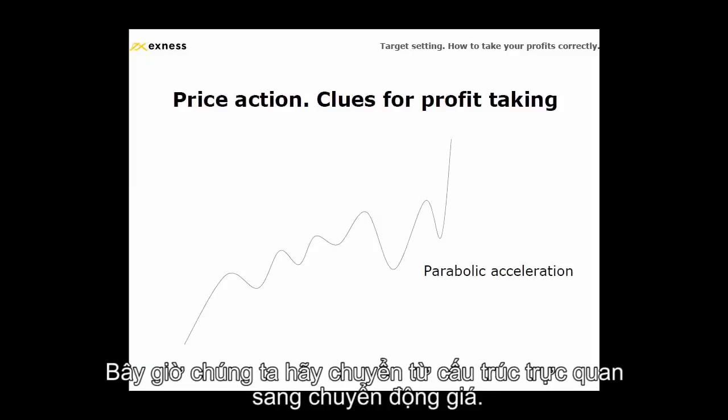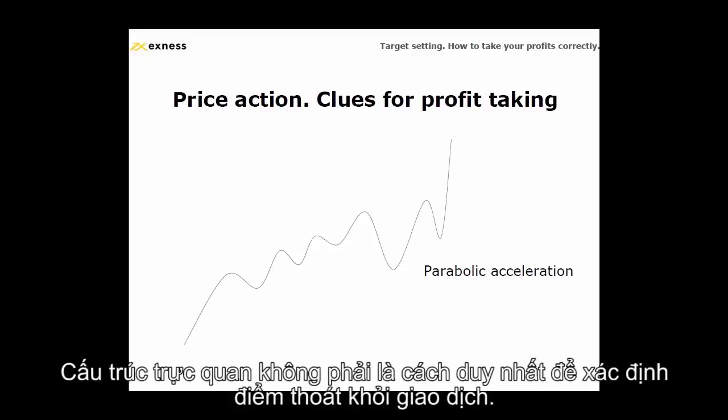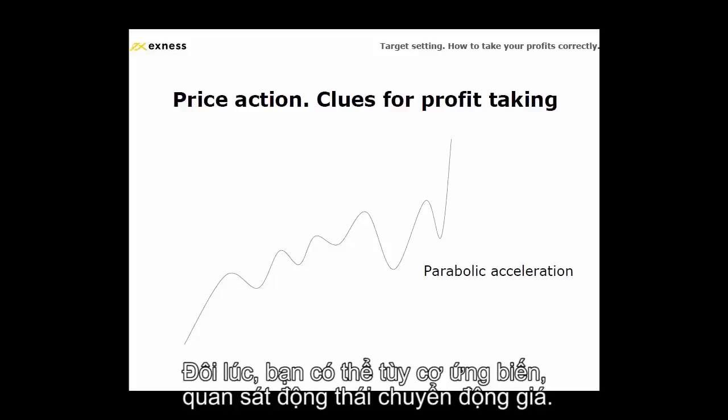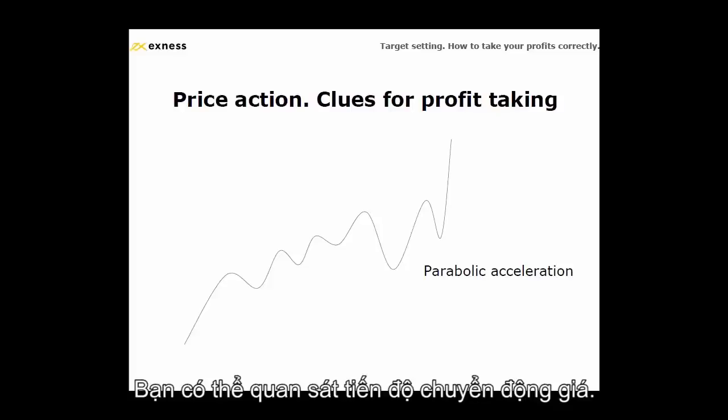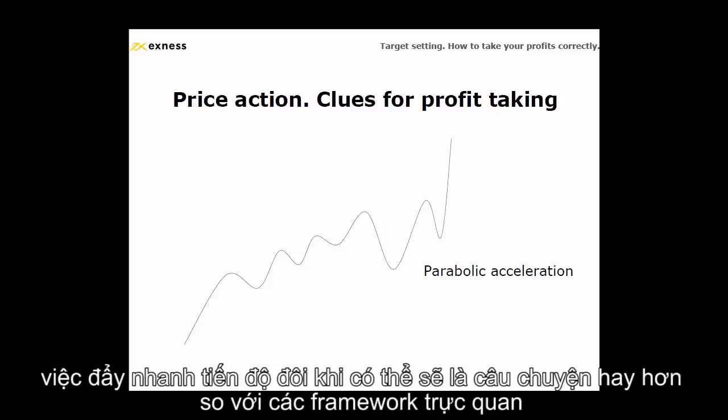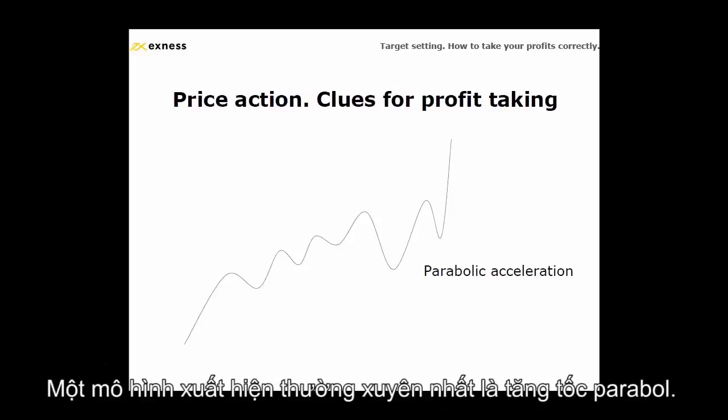Okay. Now let's switch from visual structure to the price action. Visual structure is not the only way to identify exiting point for your trade. Sometimes you can act upon the situation observing dynamics of the price action. You can observe tempo, and accelerating tempo can sometimes tell you a better story than any visual framework. And one of the most frequently appeared patterns is parabolic acceleration.